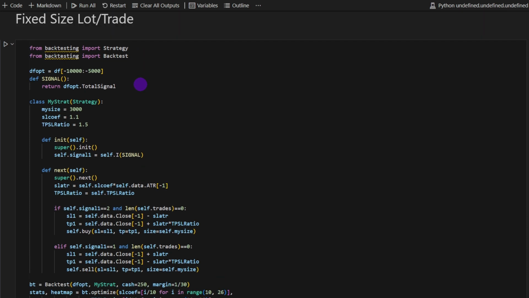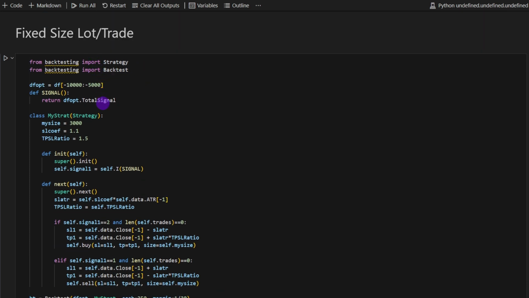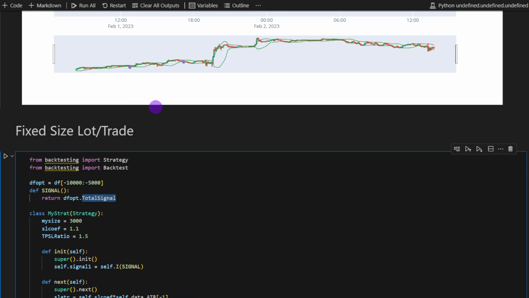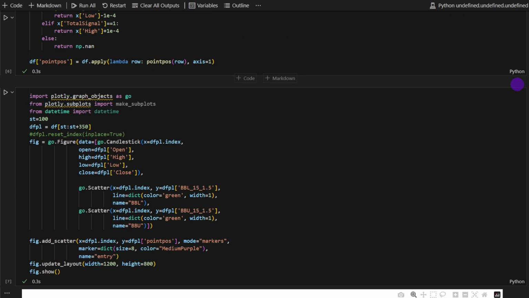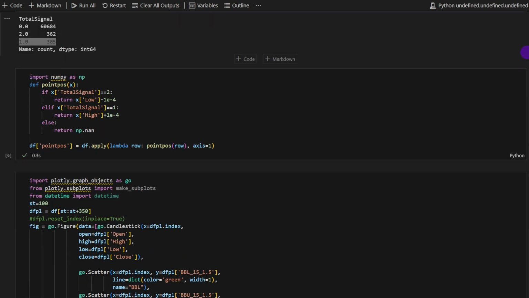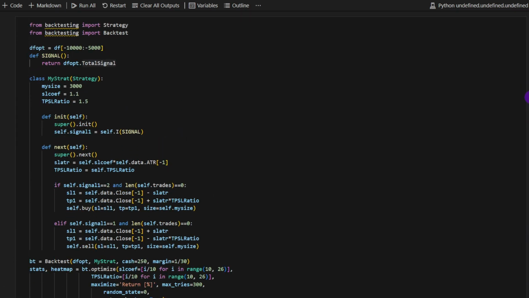The first method is the fixed lot size. So when we're using backtesting, I'm using a backtesting library or package to backtest the strategies. Using just a slice of our data frame, we define the signal function for which we provide where the signal is. That's called total signal from our data frame. That's a column that we have added to our data frame, df.total_signal. It takes into account both the Bollinger Band and the RSI signals at the same time. So this is our total signal. And this is what this function does. It just returns the total signal for the current candle.